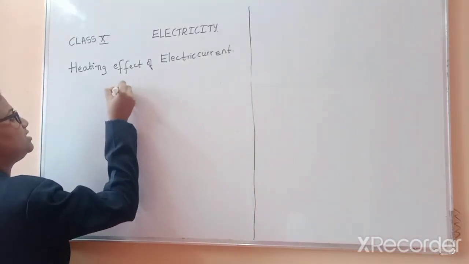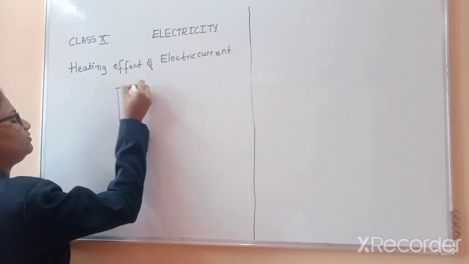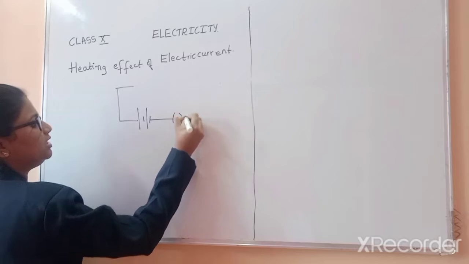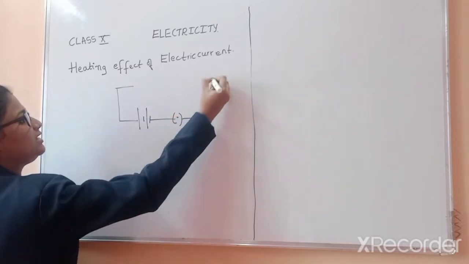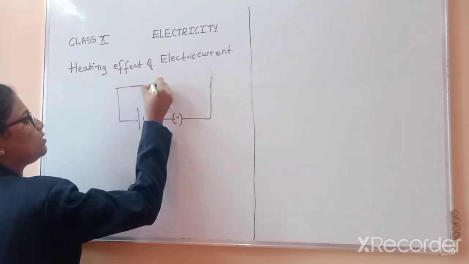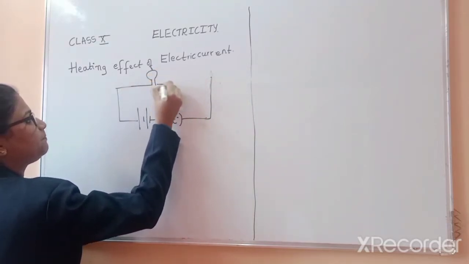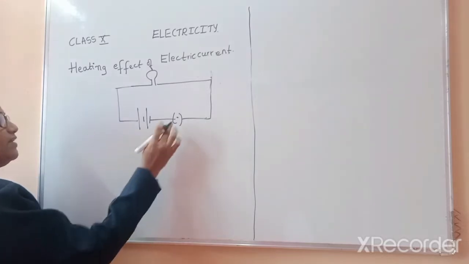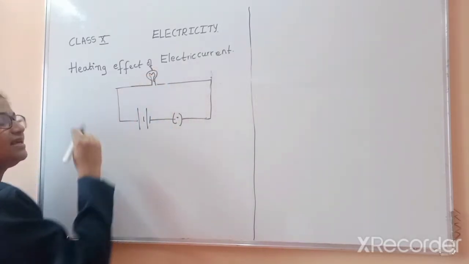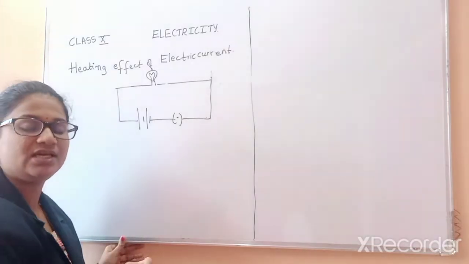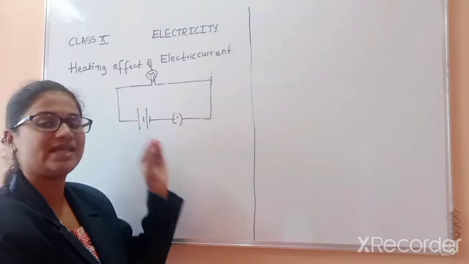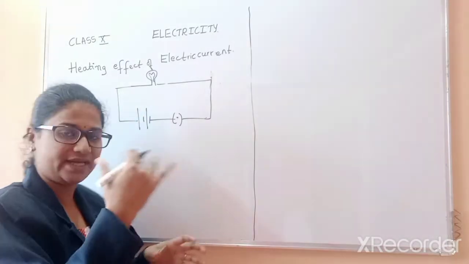This circuit consists of a battery, then a key, and a bulb. Whenever the switch is on, the filament inside the bulb, which is made of tungsten, gets heated up. And when it heats, that heat energy is converted into light energy.